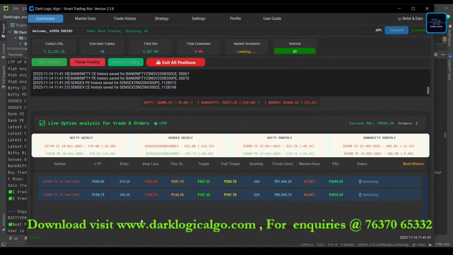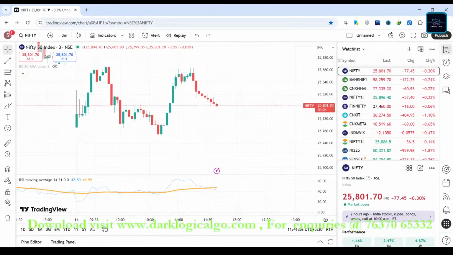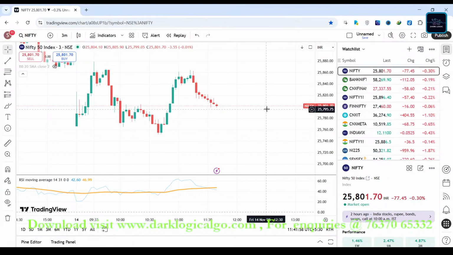The bot is doing extremely good. There is no total drawdown. You can see from the morning I am doing the live market and there is no break. And at the same time, you can also see the charts.